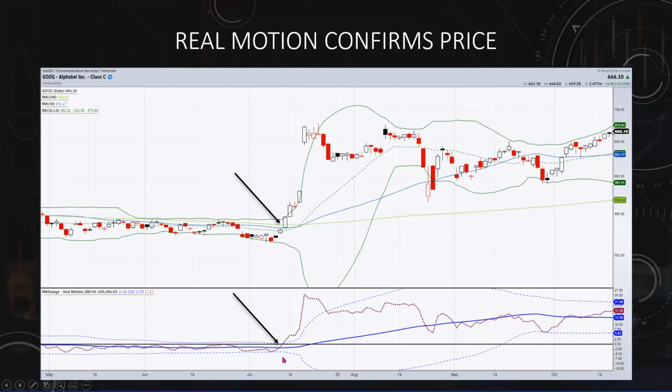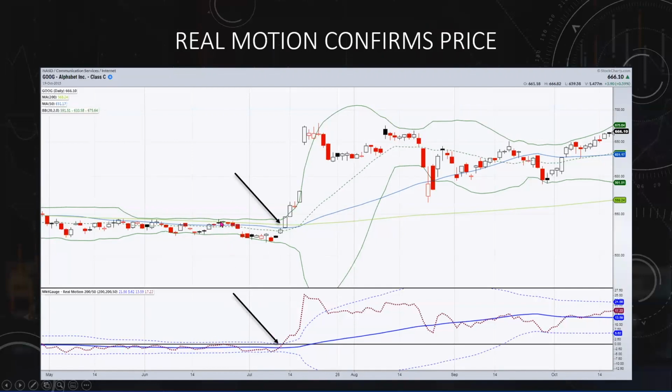So again, in this case, you can see that the breakout in Real Motion above all these key moving averages occurs well before the price, and hence, when you actually do get it in price action, it's the opportunity to follow and buy. That's really what you want. And you can see the difference.